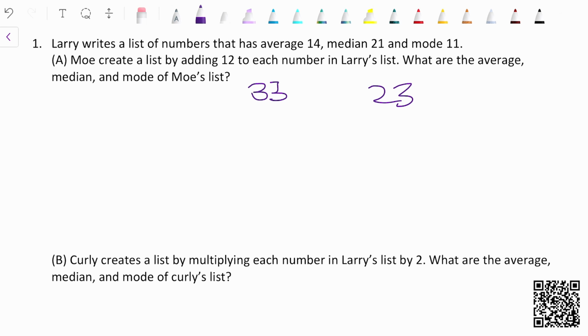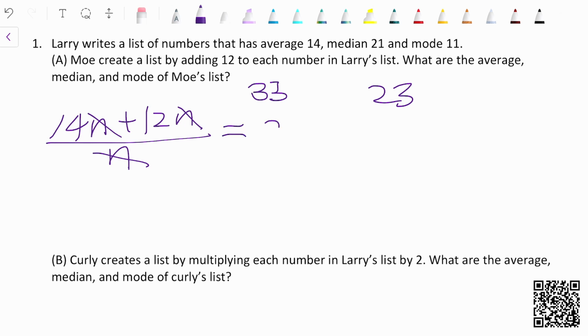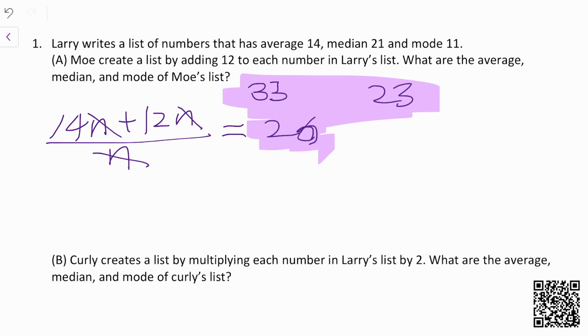Let's call the number of numbers in our list n. The average is 14, therefore the sum of all the numbers should be 14n. But since we added 12 to each number in Larry's list, this is basically adding 12n divided by n. If we simplify, we'll just get 14 plus 12. Therefore, the average works the same as the other two terms, which is basically equivalent to 26.